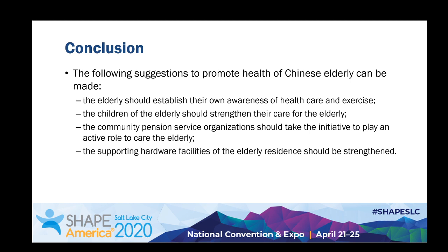The fourth part, conclusion. The following suggestions to promote the health of Chinese elderly can be made. The elderly should establish their own awareness of healthcare and exercise. The children of the elderly should strengthen their care for them, and the community pension service organizations should take the initiative to play an active role in caring for the elderly. And the supporting hardware facilities of the elderly residents should be strengthened.